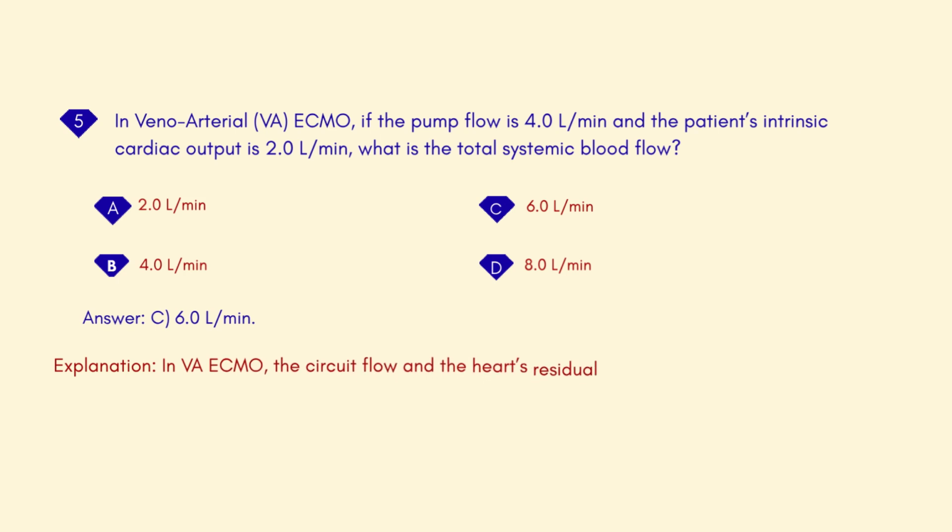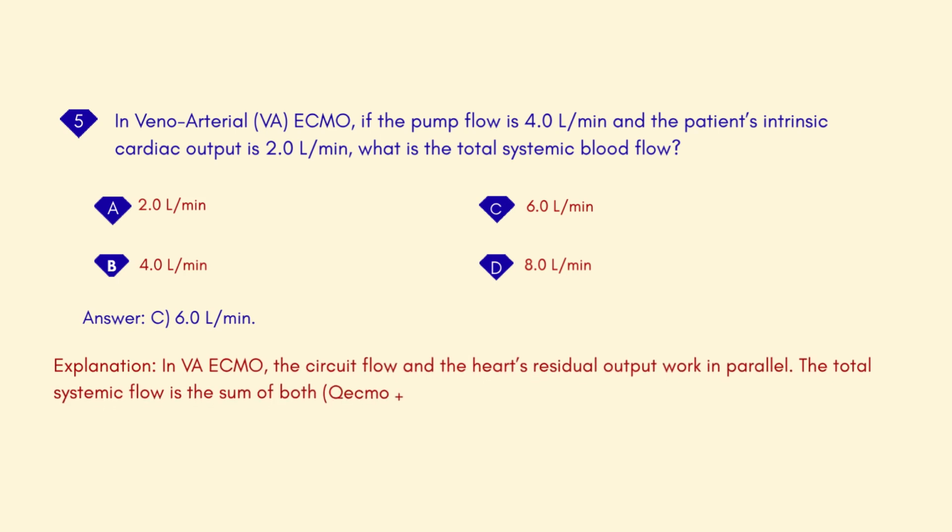Explanation: In VA ECMO, the circuit flow and the heart's residual output work in parallel. The total systemic flow is the sum of both, ECMO plus native.